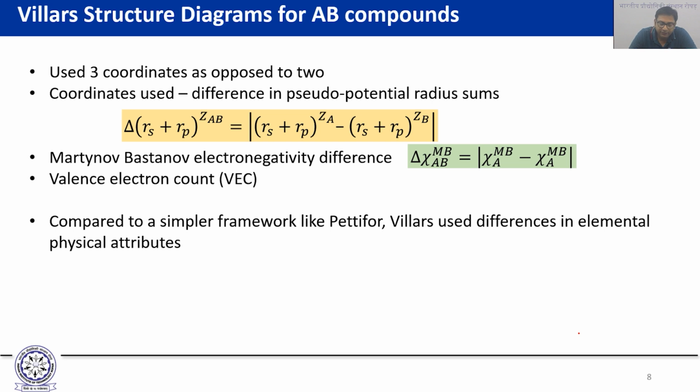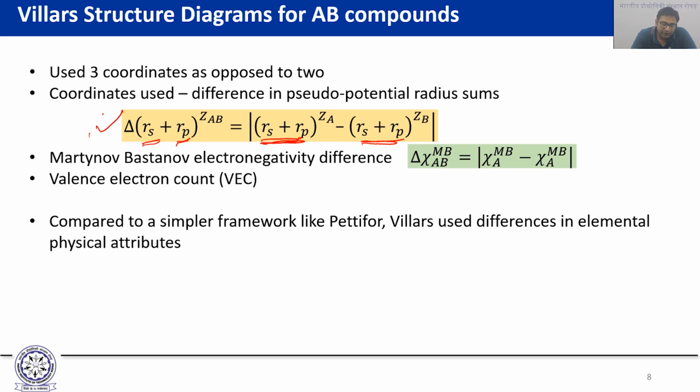And so here his first coordinate was this delta Rs plus Rp. Rs and Rp are the radii of the S and the P shells when this AB compound is forming. What he said is that this difference in Rs plus Rp is given by this term: you sum up the radii of the S and P orbitals for A, and then from that you subtract the sum for the S and P orbitals for B, and that gives you a delta Rs plus Rp term.